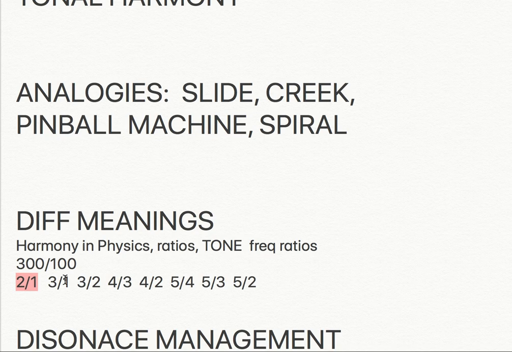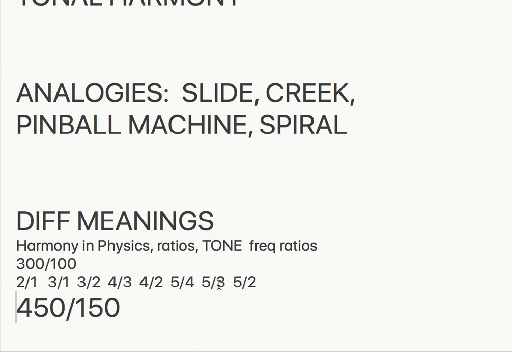Small numerator, small denominator: 2 to 1, like 200 hertz to 100 hertz, 300 hertz to 100 hertz, 3 to 2, 300 hertz to 200 hertz. Basically it's the ratio between the two numbers. It could be, let's say, 450 hertz to 150. The ratio is 3 to 1. So even a number like 450 hertz to 150 hertz is really like 3 to 1. So harmony in physics, and harmony when you talk about a chord, you're just saying that two tones are helping each other out, they're creating a resonance, they're creating an interesting texture together.